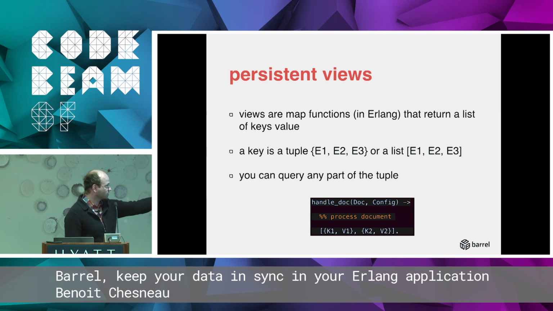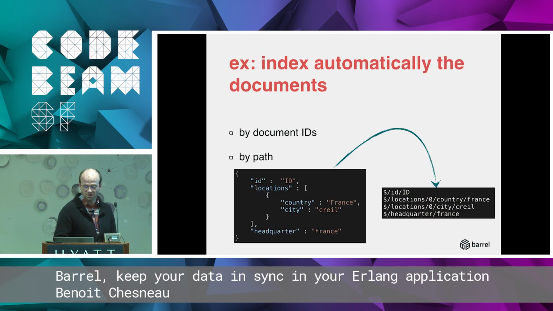And the view function is that simple. By default, everything is in Erlang in Barrel. So you create a module, and in that module you have a handle_doc function, which will receive the configuration and the document. And then you return a list of key values after processing the document.